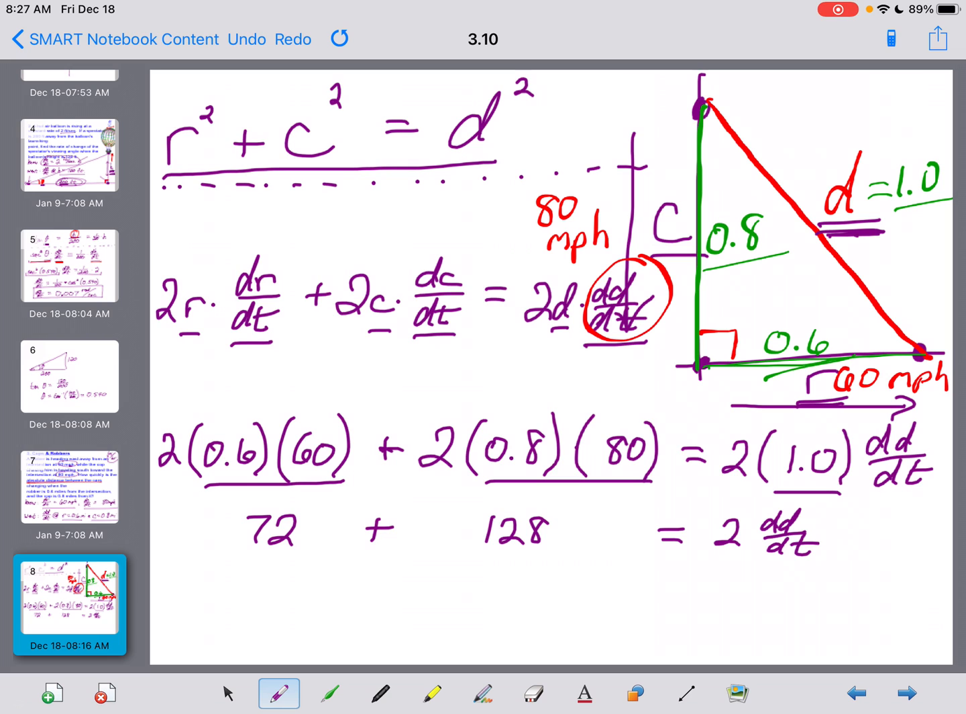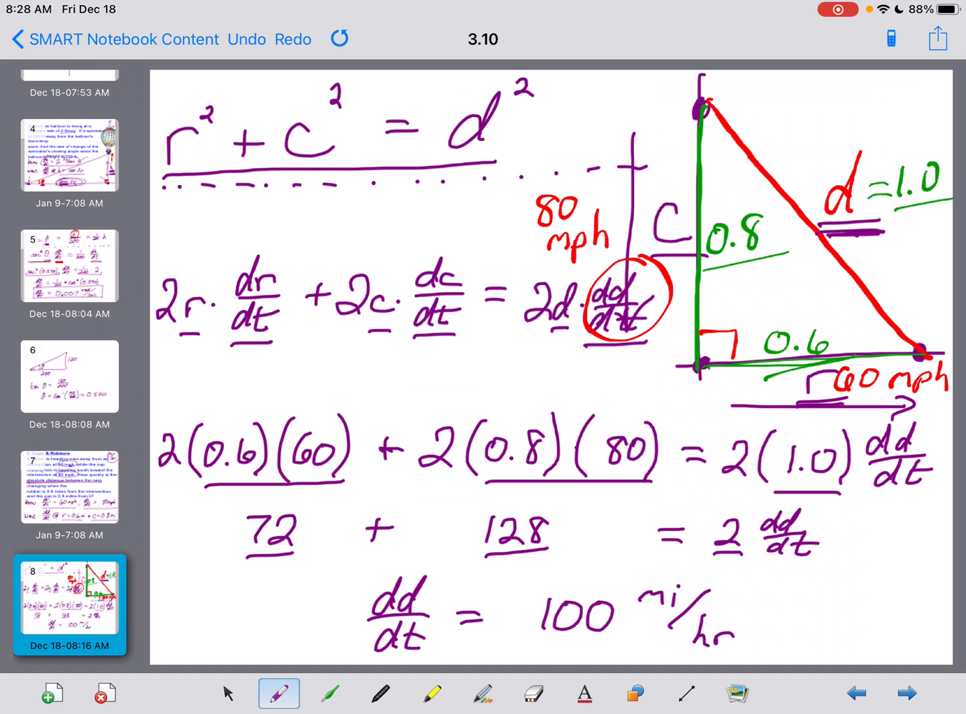All right, so where are we now? The 72 gets added to the 128. Oh, that's convenient. And that works out to be 200 exactly. And then when you divide that by the 2 that we have on this side, I think we've got our answer now of dD/dt is equal to, we just said 200 divided by 2, looks like it's going to be 100. If we think about the rate at which a distance changes over time, we were measuring here in miles divided by hours.